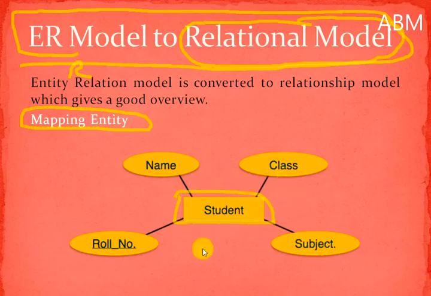Student may have different types of attributes, for example the roll number, his name, his class, and subject, etc. But you can see that the roll number is underlined. The underline shows that it is a key. It is a primary key which is used to uniquely identify any particular student, any particular tuple, any particular row from the student table.